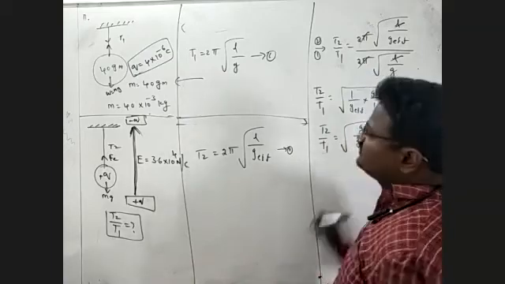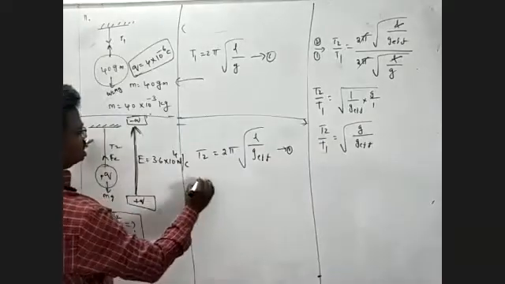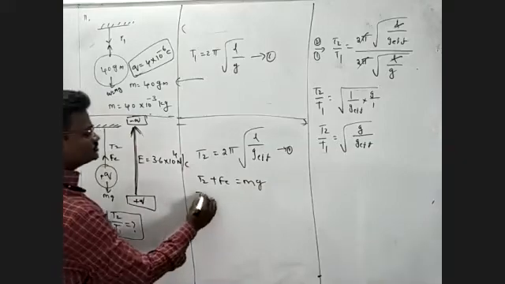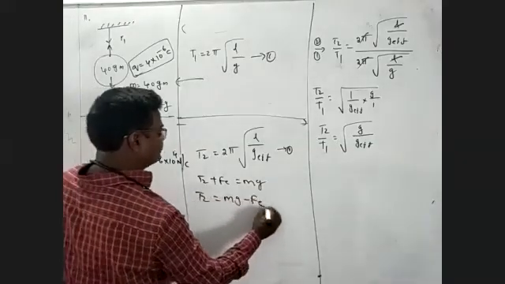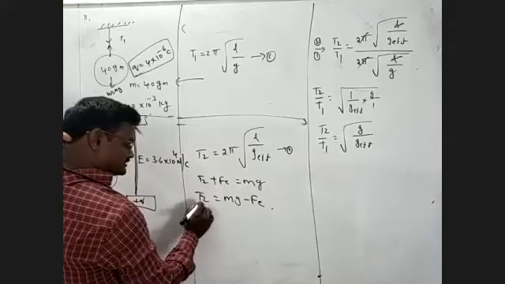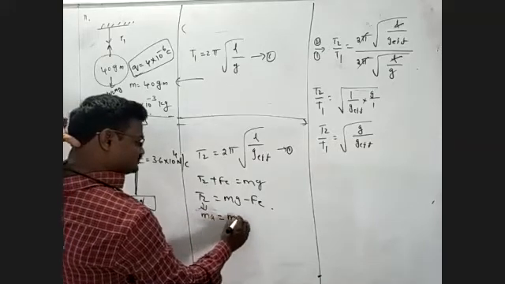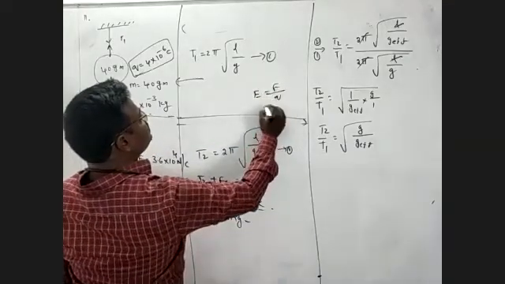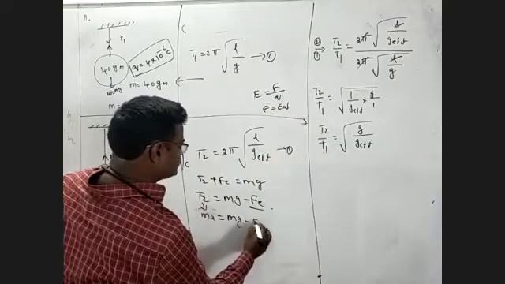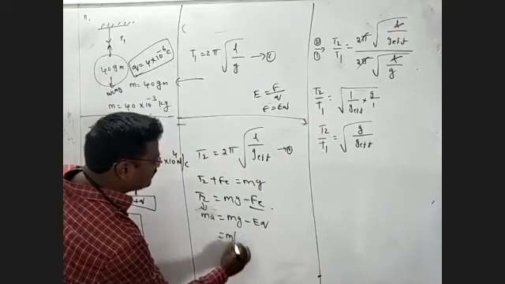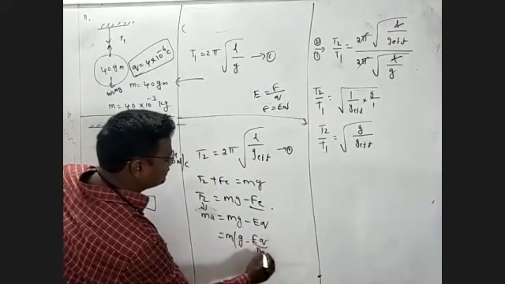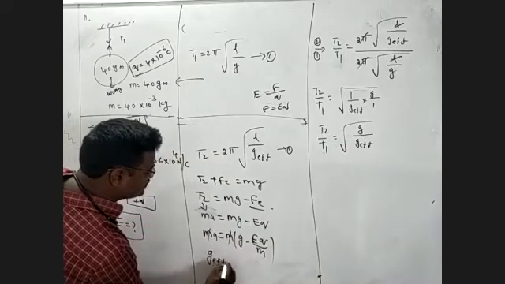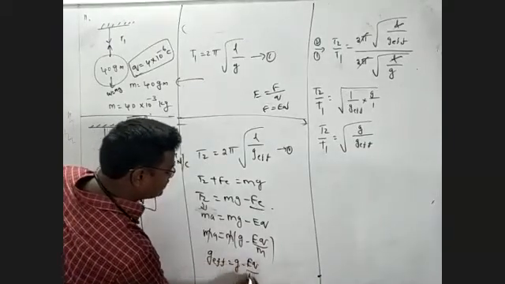From here, T2 plus Fp is equal to mg, so T2 is equal to mg minus Fp. According to Newton's second law, ma is equal to mg minus Fp, where E is equal to F by Q, so F is equal to EQ. Taking m common, we get g minus EQ by m. The m cancels, and we call this g effective, which is equal to g minus EQ by m.